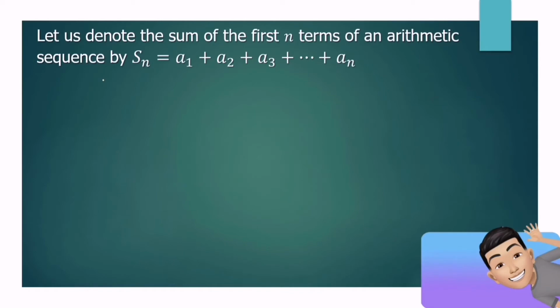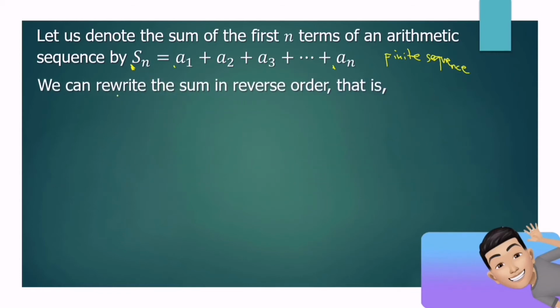So, let's have yung notation na pwede nating gamitin. S sub n, which is the sum of the first n terms, from a sub 1 up to a sub n. Tandaan nyo nga pala, ang pinag-uusapan natin dito ay finite sequence, meaning, meron siyang specific na last term. And we can write the sum in reverse kasi commutative ang addition, tama ba?